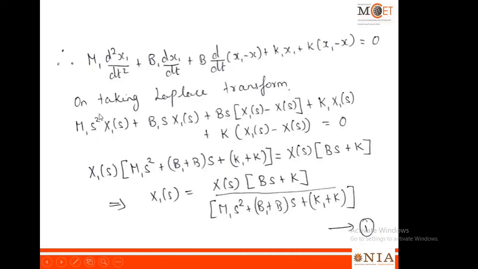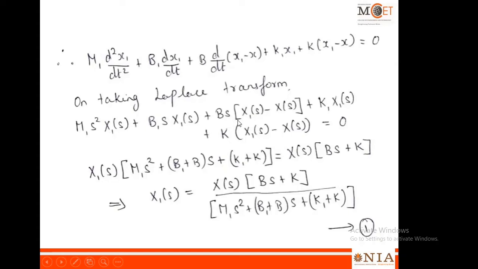After taking Laplace transformation, it becomes s square into X1 of s. This small x1 becomes capital X1. This m1 is a constant. On taking Laplace transformation of d square by dt square of x1, it is s square into capital X1 of s. Similarly, for dx1 by dt, it is s into capital X1 of s. Small letter x1 becomes capital letter in the Laplace domain. Here also b is a constant, so this has to be replaced by s into X1 of s minus s into X of s.